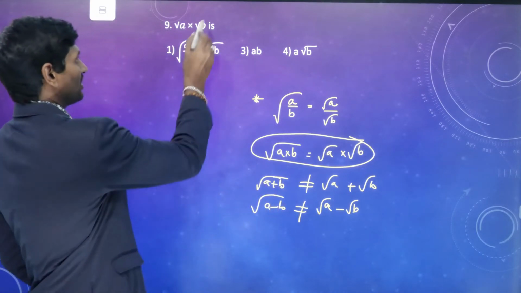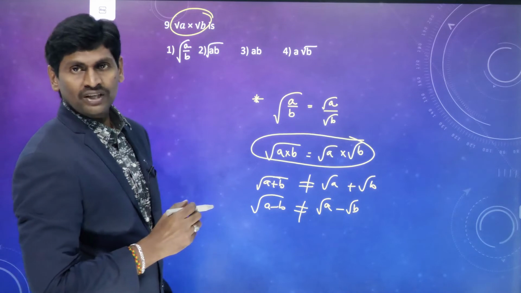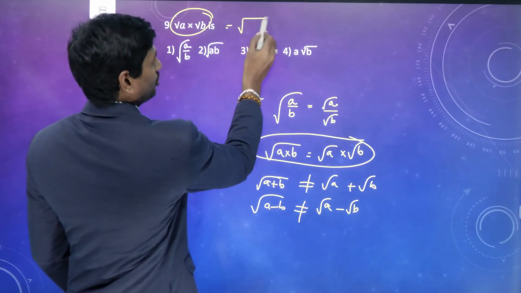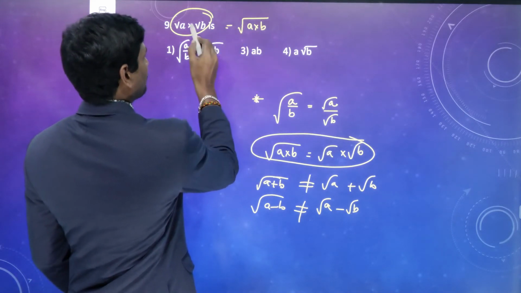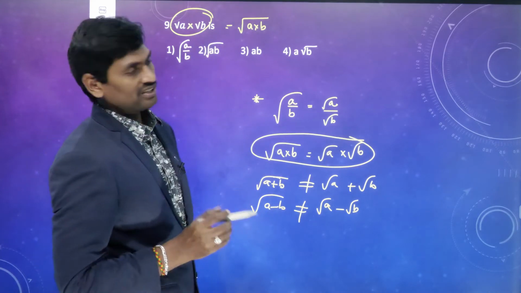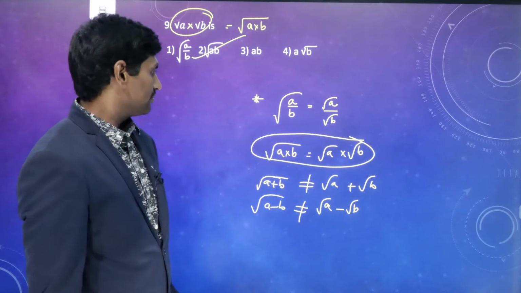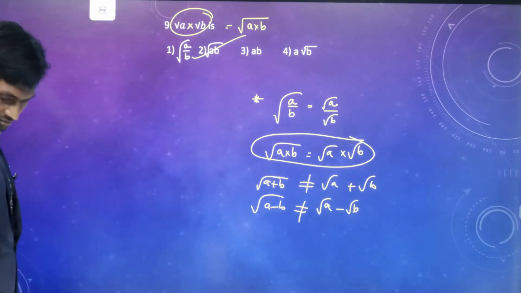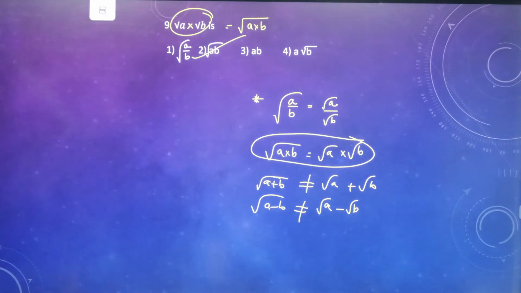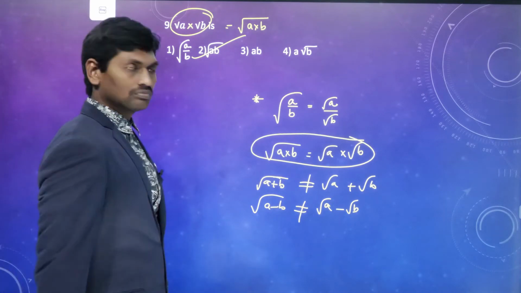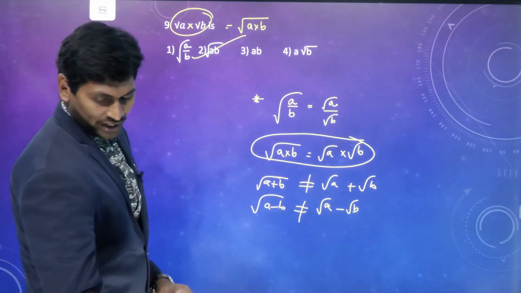Okay? So what is this one? Root a into root b is nothing but root over a into b, because the multiplication symbol can be accepted. Option 2. Okay? Check. Okay, children, let us go to the next.